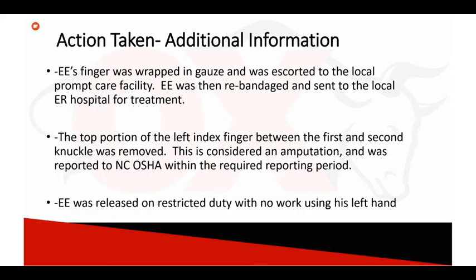Page 8. Action taken and additional information. The employee's finger was wrapped in gauze and he was escorted to the local prompt care facility. Employee was then rebandaged and sent to the local ER hospital for treatment. The top portion of the left index finger between the first and second knuckle was removed. This is considered an amputation and was reported to North Carolina OSHA within the required reporting period. The employee was released on restricted duty with no work using his left hand.